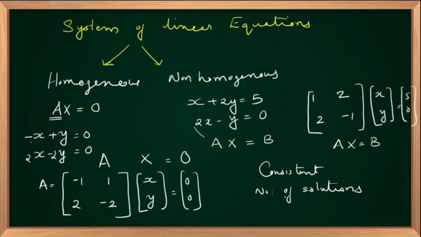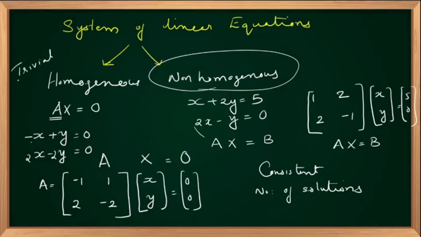Now our idea is to check for consistency. So we'll first consider the case of non-homogeneous systems of linear equations, because we already know homogeneous systems of linear equations are always consistent. Why are homogeneous systems always consistent? Because there is always a solution called the trivial solution. So you cannot say a homogeneous system of linear equations is inconsistent, because there is always a trivial solution, which is the solution where all variables are 0.